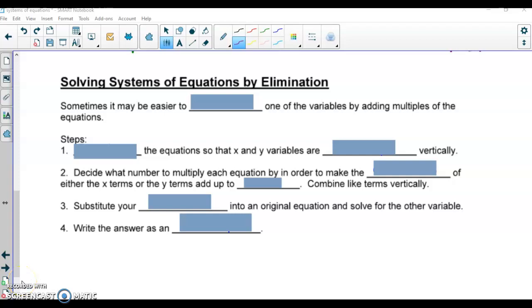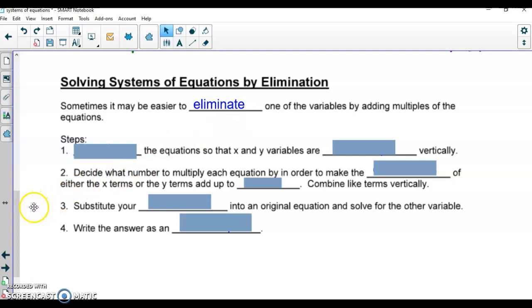The third way that we're going to talk about solving a system of equations is by elimination. So this is an algebraic way to solve. Sometimes it's easier if we eliminate one of the variables by adding multiples of the equations together.